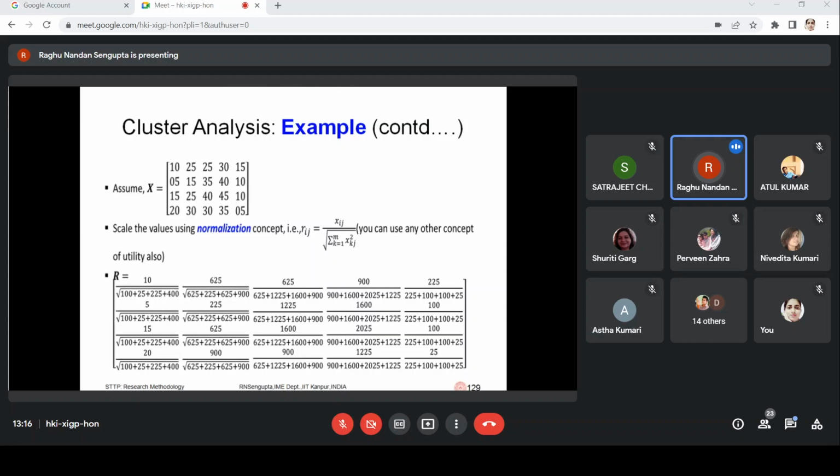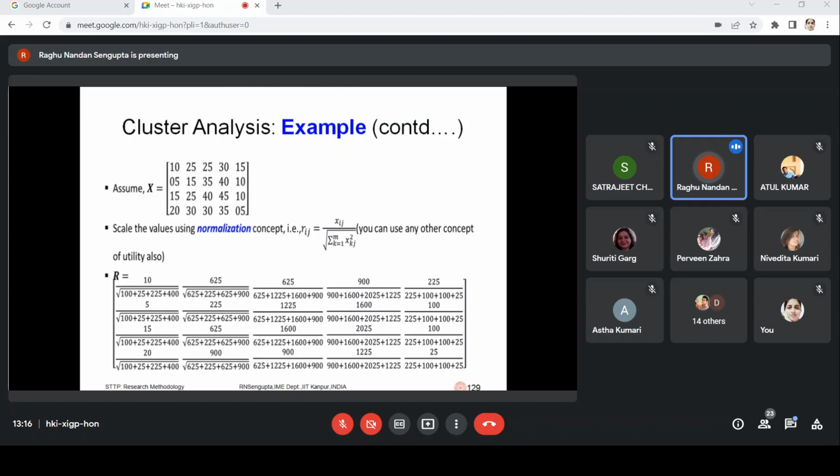So here I do the normalization based on the column. So 10 divided by the square root of, I'm talking about the first cell, 10 divided by the square root of the square of the first value, which is 100, the square of the second value, which is 25, the square of the third value, which is 225, and the square of the last value, which is 400. So I went through the first column. Similarly, when I come to the cell which is 25 initially in X, it will be 25 divided by the square root of 25 squared, which is 625, plus 15 squared, which is 225, plus 25 squared, which is 625, plus 30 squared, which is 900. So based on that, I have these values.